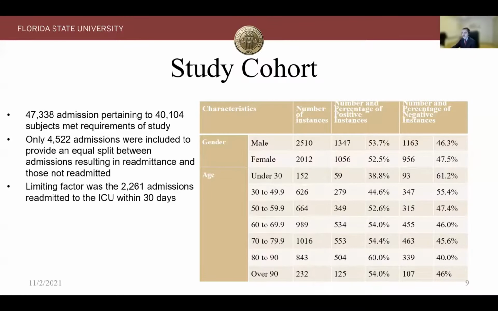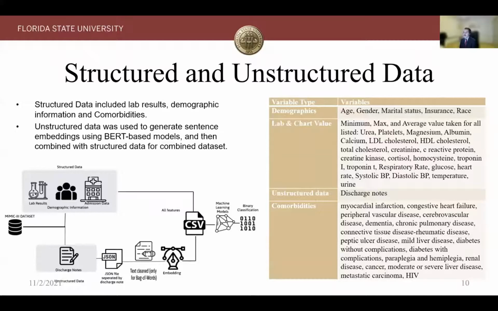Three distinct data sets were included in this study: structured, unstructured, and combined. Structured included demographic information, lab results, and comorbidities. Discharge notes were used to generate embeddings from the text data for the unstructured data set, and the combined data set had both the structured and unstructured data. The table on the right shows all the features that were used in this study.